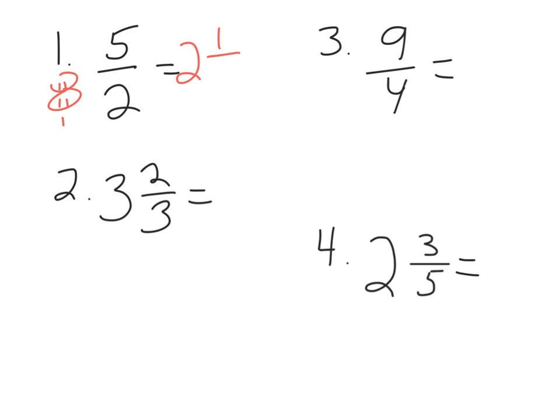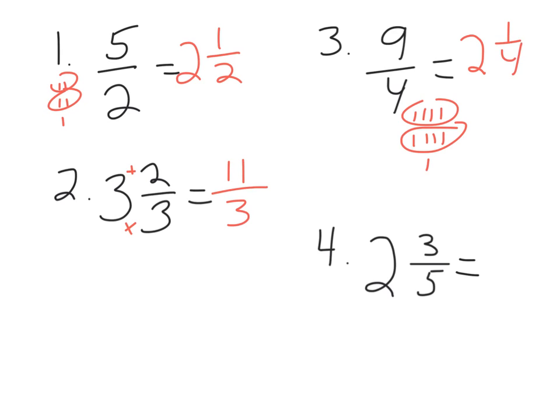I've got 2 and 1/2. Number 2, circle of happiness. 3 times 3 is 9. 9 plus 2 is 11 over 3, 11/3. Okay, back to improper fraction to mixed number. And how many times does 4 fit in 9? We've got 1, 2, 3, 4, 5, 6, 7, 8, two groups of 4, and 9. That makes 2 and 1/4.